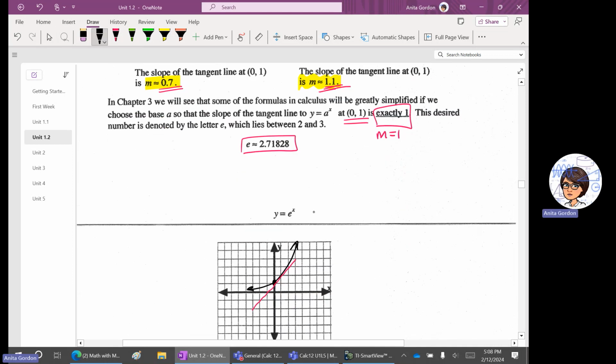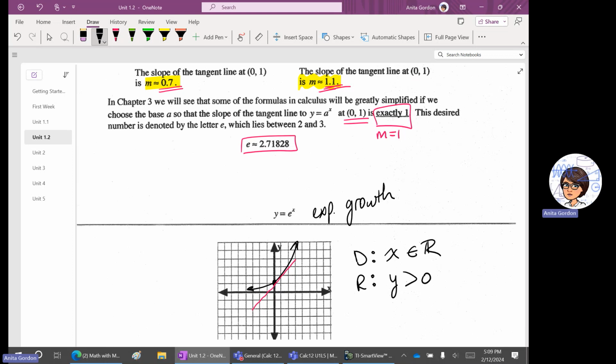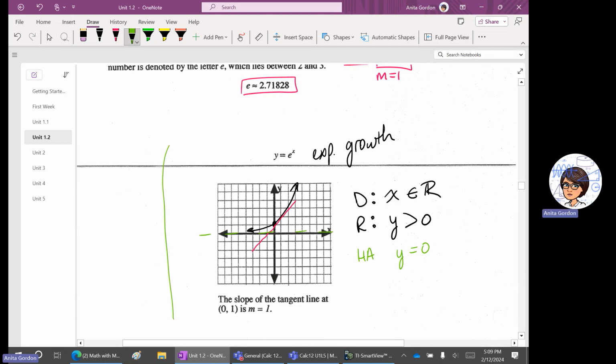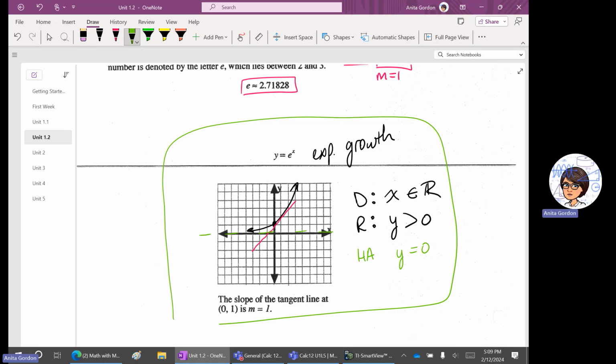We call this, again, exponential growth. The domain of this graph is all reals. The range of this graph is that y is strictly greater than 0. And of course, we have the horizontal asymptote at y equals 0. This is a very key point. It becomes super important as we move forward through calculus.